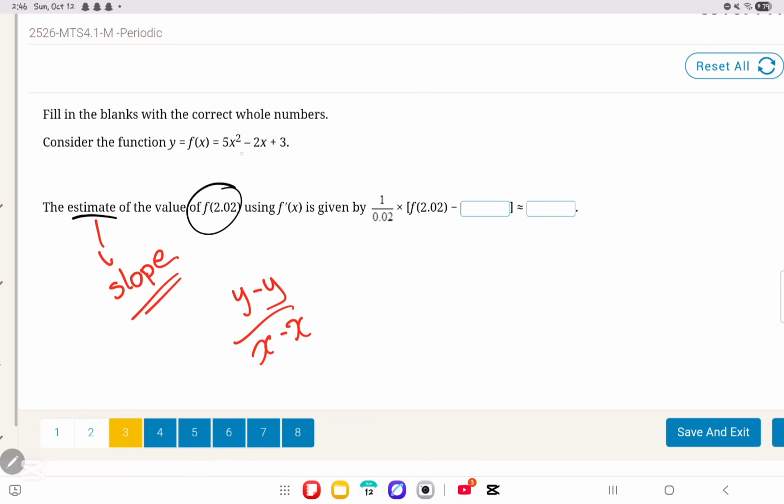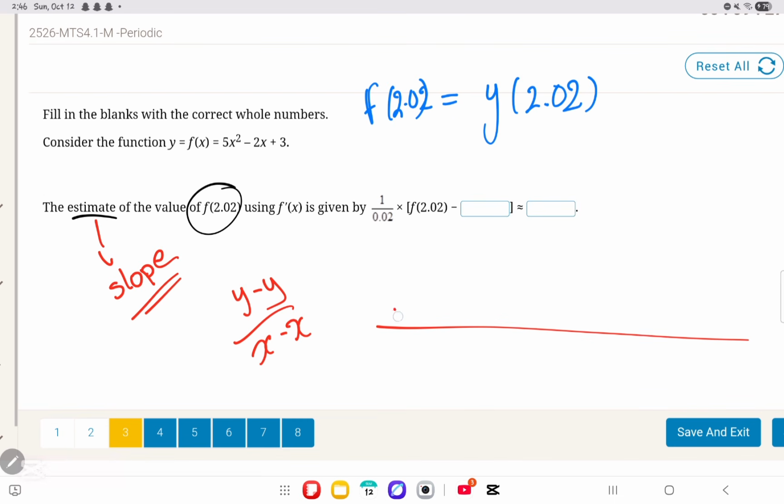Basically, you substitute here. So basically, y can also be what? f(x). So when you're saying y of 2.02, it's the same as f(x) of 2.02 or f of 2.02. That means y minus y, so f(2.02) minus f(2), over x minus x, so 2.02 minus 2. What did they do now? They kept f(2.02), so we're going to keep that. But they did not keep f(2).